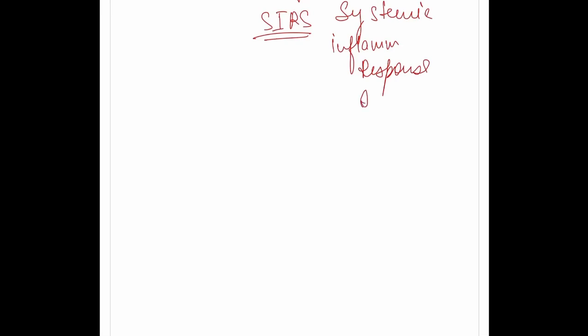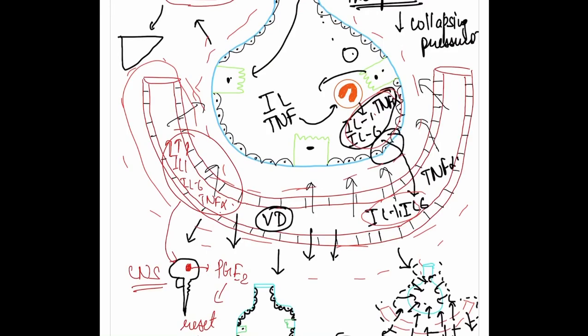Now, as the inflammatory response within the alveoli becomes more and more severe, it may lead to SIRS. What is SIRS? SIRS is systemic inflammatory response syndrome. In systemic inflammatory response syndrome, more and more interleukins and cytokines accumulate throughout the circulatory system. These increase the capillary permeability throughout the circulation. So, as a result, the plasma leaks into the interstitial spaces. This causes a decrease in blood volume.